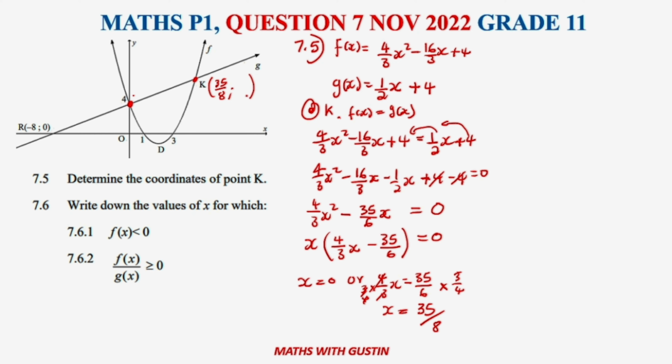Therefore we are now looking for the y. You know what to do when we look for the y. We're just going to choose one equation and substitute the x into that equation. So I'm going to choose the equation of a straight line because it's much easier. So y equals half of 35 over 8 plus 4. Okay, therefore if you put all of this into your calculator, it's giving 99 over 16.